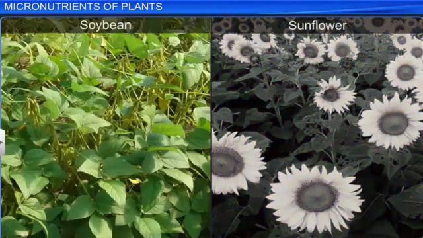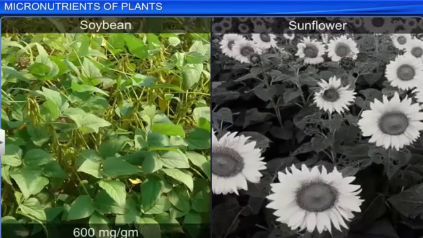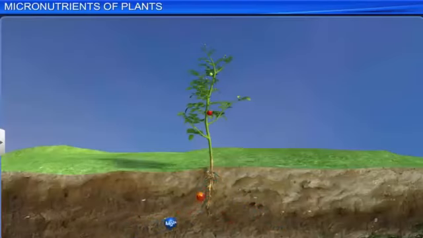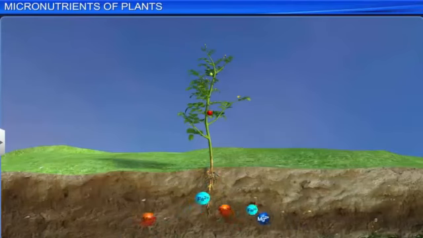In soybean, manganese is toxic at a concentration beyond 600 mg per gram. The sunflower plant shows toxicity symptoms only beyond 5,300 mg per gram. Sometimes, due to the excess concentration of an element, the uptake of another element may decrease. For example, excess manganese competes with iron and magnesium for nutrient uptake.